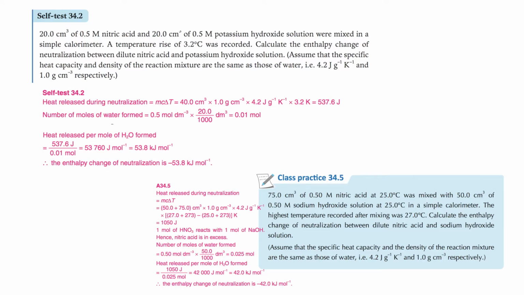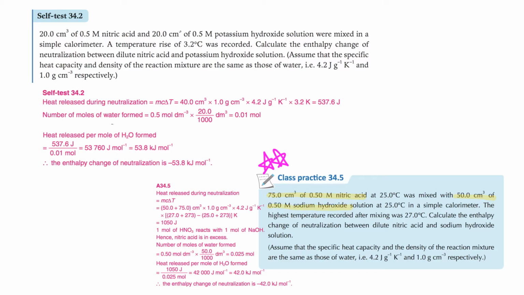Okay, one is self-test 34.2. The other one will be class practice 34.5. So pay attention to class practice 34.5. You can see the data: nitric acid is a monobasic acid at 0.5 M, 75 cm³, and you're mixing it with 50 cm³ of 0.5 M NaOH.